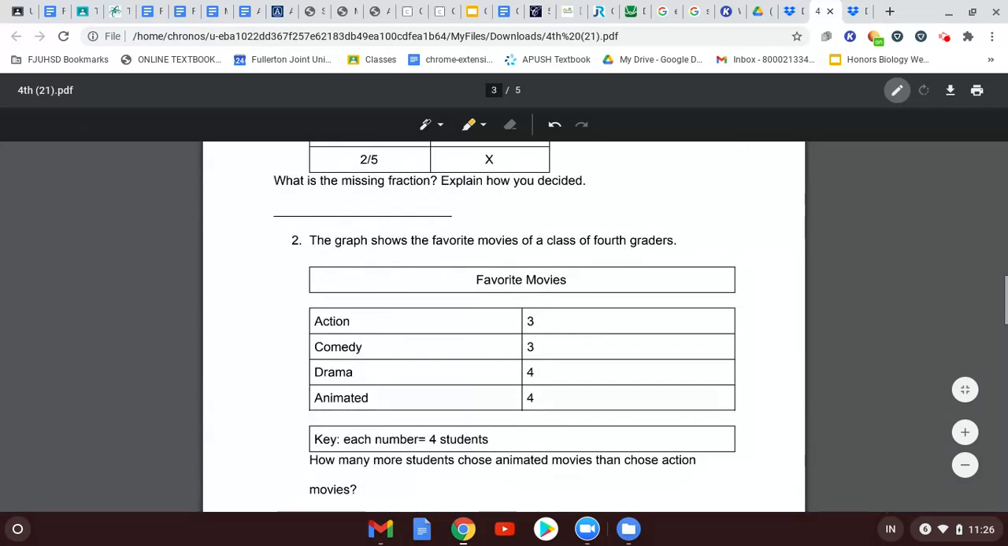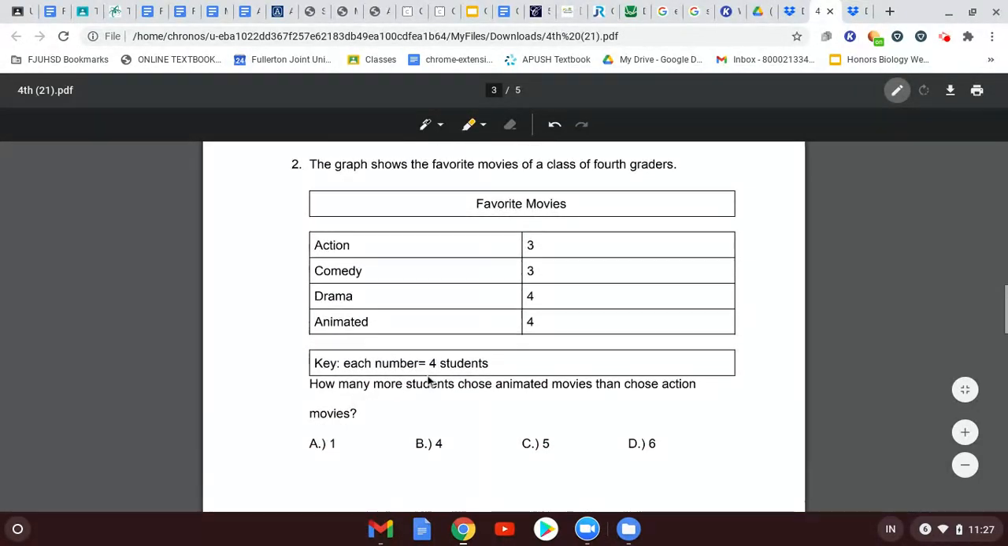Let's see. Okay. Each number equals 4 students. So this means that 3 is actually 12 because you have to multiply by 4. For every number, you have to multiply by 4 because that means how many students there are. So 3 times 4 is 12. 4 times 4 is 16.